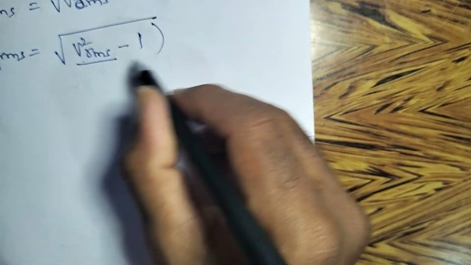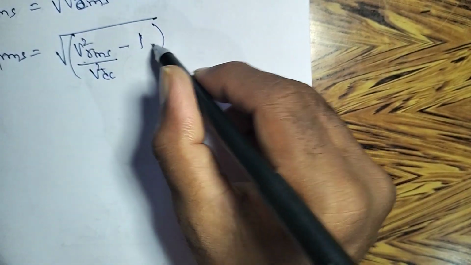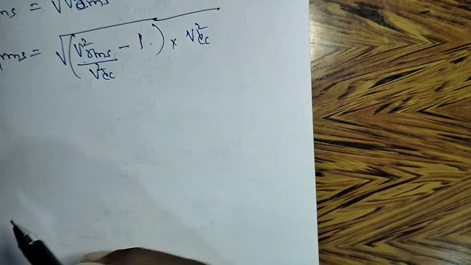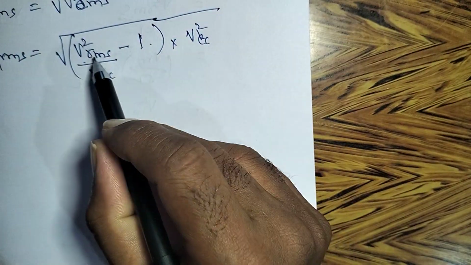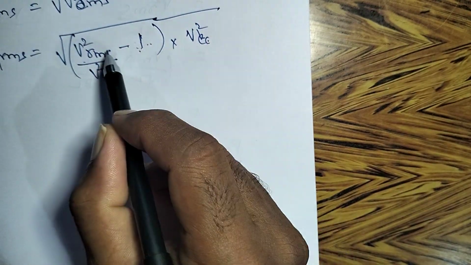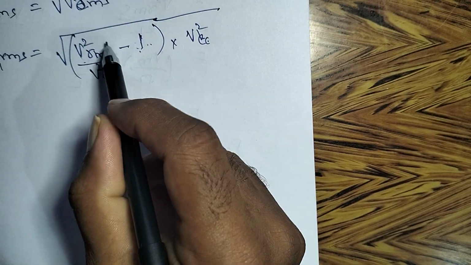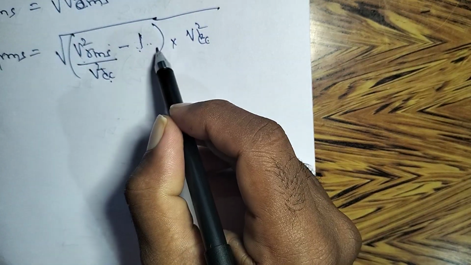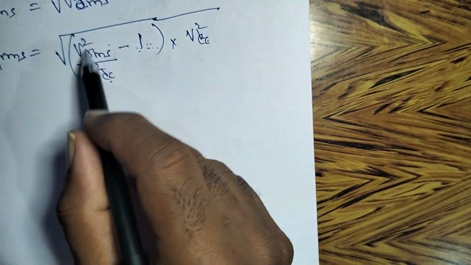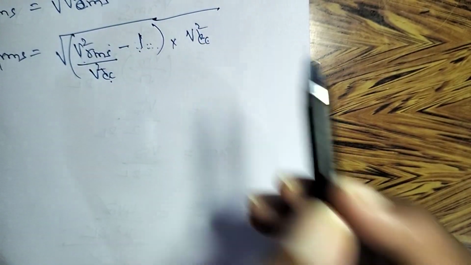If you take it outside, what will happen? Here we will get VDC square into VRMS square divided by VDC square minus 1. Hope you understand. If you multiply this term inside, VDC square into VRMS square divided by VDC square, VDC square gets cancelled, and you get the above step. Like that I am taking VDC square outside.